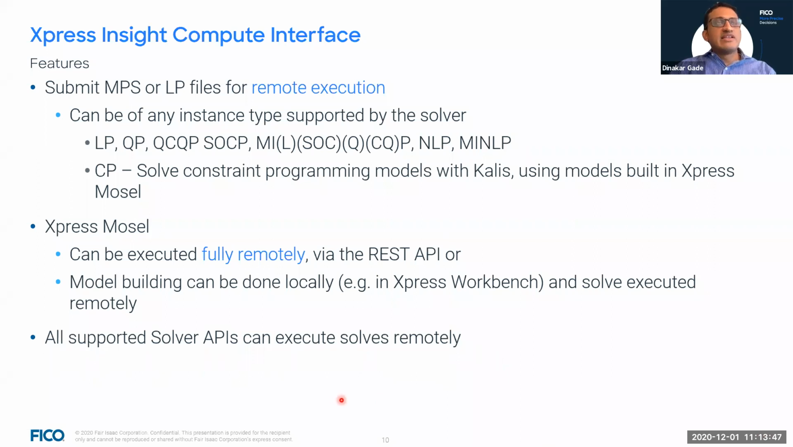So delving a little bit deeper into the core features, you can submit MPS or LP files for remote execution, and this can be of any instance type supported by the solver. So it's LP, quadratic, mixed integer quadratic, second order conic, nonlinear, and general mixed integer nonlinear. You can also solve constraint programming models remotely. This is made possible when you build models in Express Mosel.